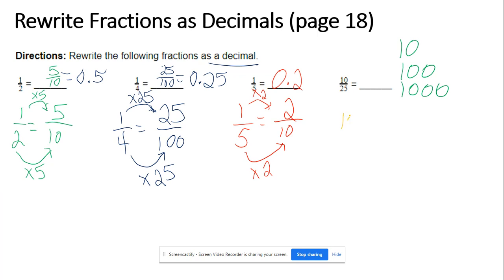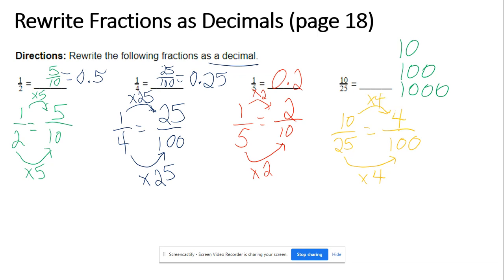Here we have 10/25. And we're going to rewrite this. Let's see. Does it go into tenths? Can we multiply anything by 25 to get to 10? The answer is no. Let's try 100. 25 times 4 is 100. So let's multiply by 4 on the top.